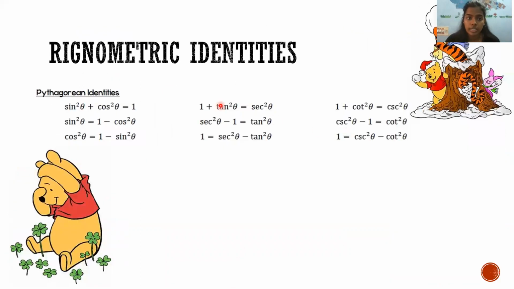And the last thing that we're going to deal with is trigonometric identities. There are so many identities, children, but for you, we will be only dealing with the Pythagoras identity.